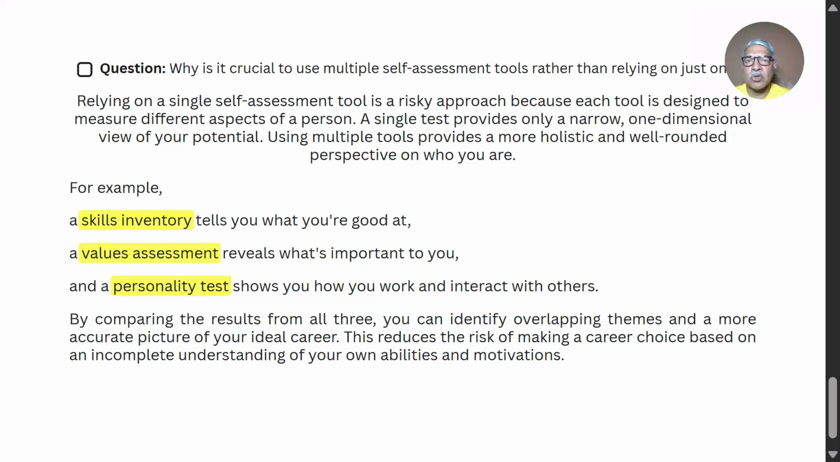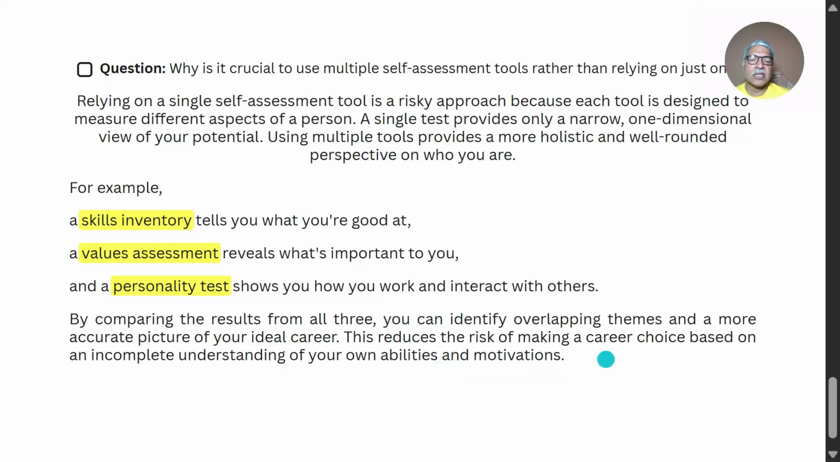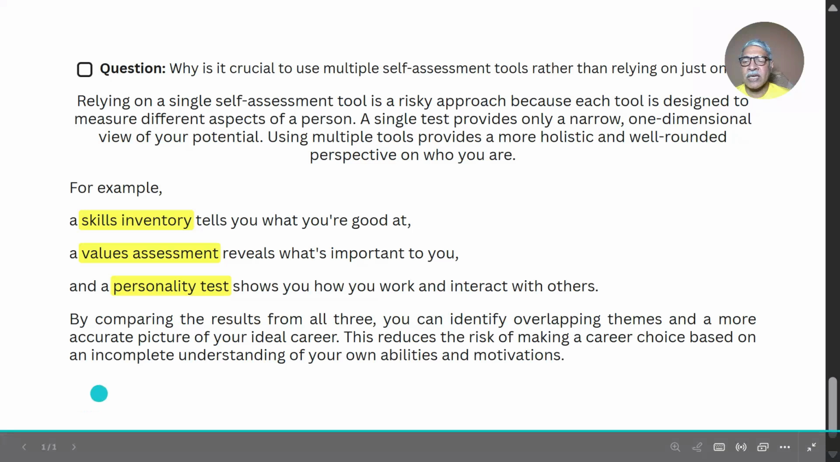Suppose you do a values assessment test. Then it tells you what is important for you, what are the values that you feel are important. Or suppose you do a personality test, then it tells you how you work and interact with others. But suppose you do all these multiple self assessment tools, all these three, then you can identify overlapping themes, and a more accurate picture of an ideal career of yours can be made out. This reduces the risk of making a career choice based on an incomplete understanding of your own abilities and motivations.